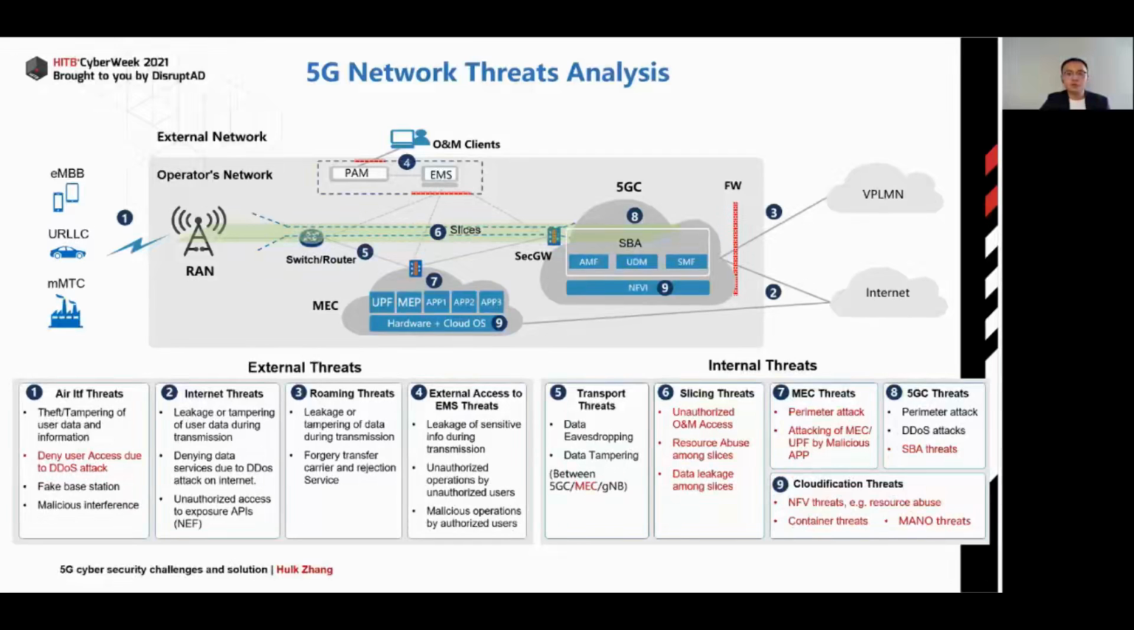And for the 5G core network threats, as I mentioned earlier, the service-based architecture is a newly targeted source. So the SBA threat is a new threat for the 5G network. And also for the technological change, I mean the cloudification, the last part, we can see network function virtualization threats, container threats, and the manual are all threats involved in cloudification. And these are all kinds of currently existing threats, and we also believe there will be some upcoming threats.